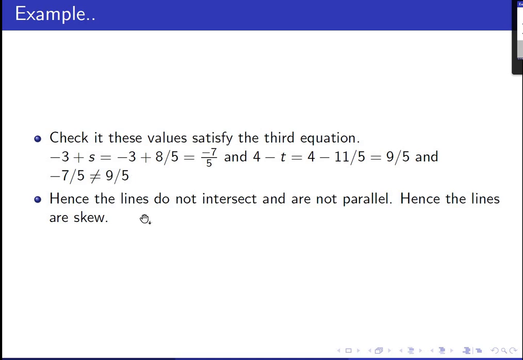So these lines do not intersect, right? Because we cannot find a unique value of t and s such that all the components of our lines are equal, right? So we cannot find such values. Such values for s and t do not exist. So they're not equal, or they do not intersect. We also said that they are not parallel. So if that's not the case, we say that these lines are skew.